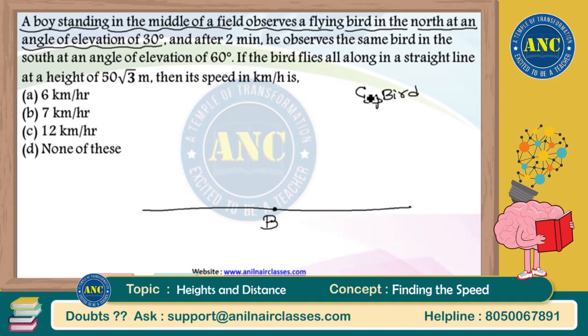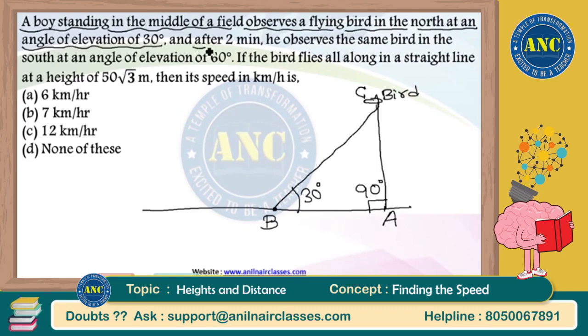Observes a flying bird in the north at an angle of elevation of 30 degrees. Now, this particular angle is given in the question as 30 degrees. This particular angle is given as 30 degrees. So, this will be 90 degrees. I will call this point as point A.